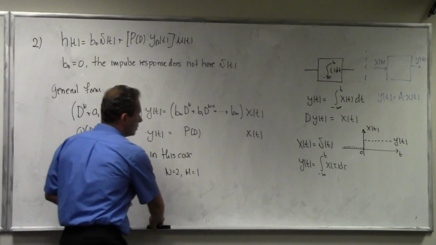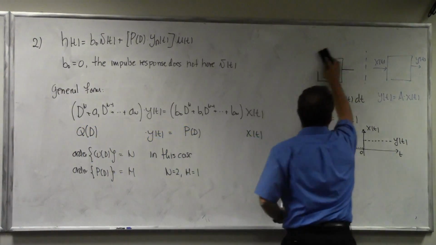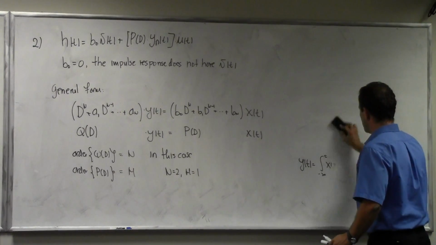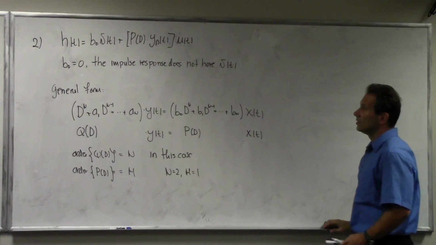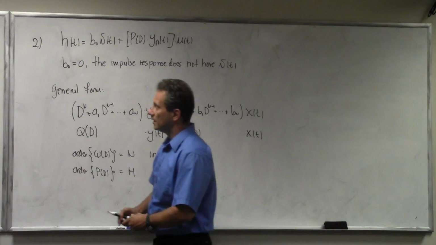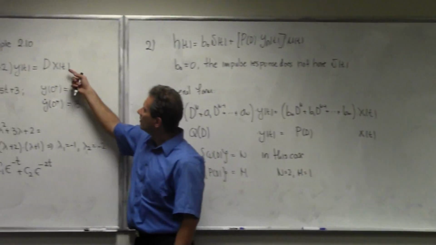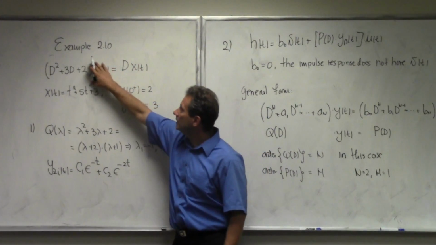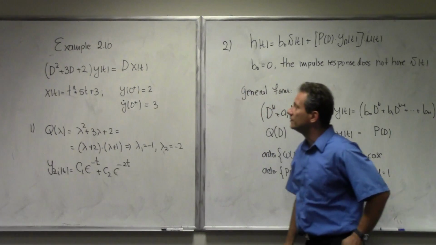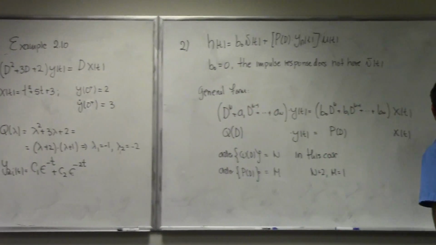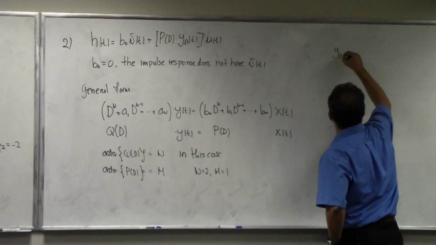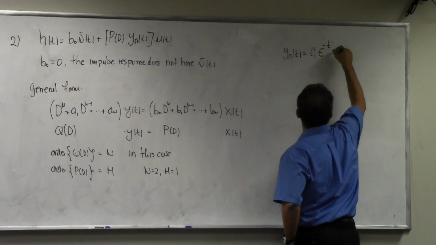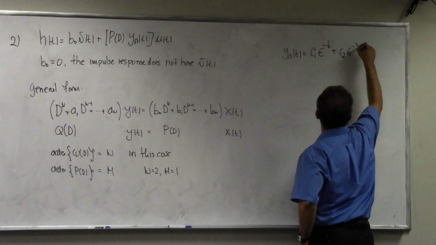Now, what we showed a couple lectures ago is that this Yn of t, which is the impulse response of the companion system. The companion system is the system that is created from this one by setting p of D to be 1. It has the same q of D, but a different p of D. P of D is equal to 1. And we showed that this Yn of t is going to have the same form. So it's going to be c1 e to the minus t plus c2 e to the minus 3t.